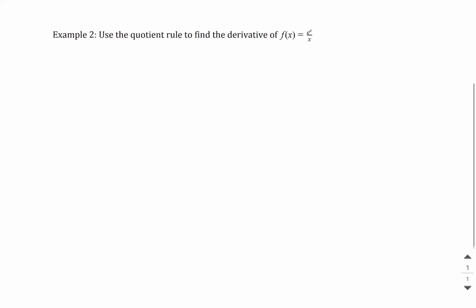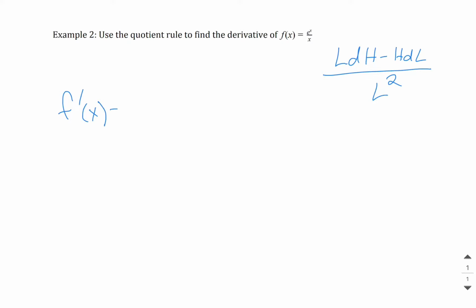So if we were going to find the derivative using the quotient rule, we want to just remember that our quotient rule is low d high minus high d low all over low squared. And so our low function is x and our high function is e to the x. So if we're going to find the derivative, we'll do the same thing, f prime of x. And then we take our low function, which is x, times the derivative of the high function, so the derivative of e to the x is still just e to the x, minus the high function, which is e to the x, times the derivative of the low function, which is 1, all over the low function squared.